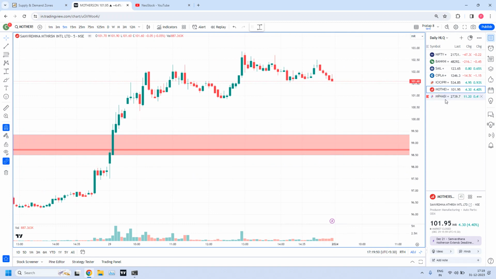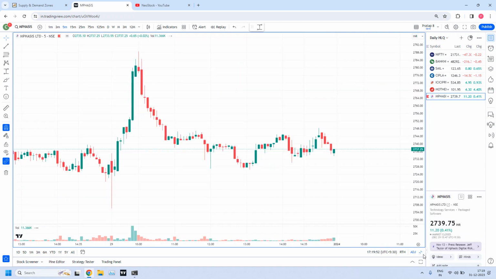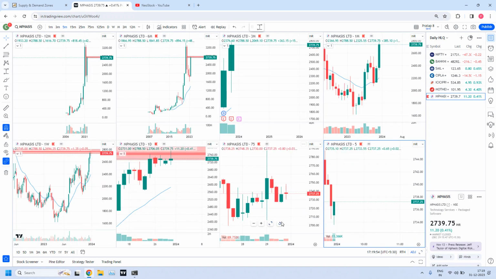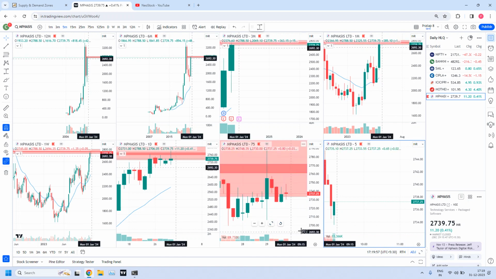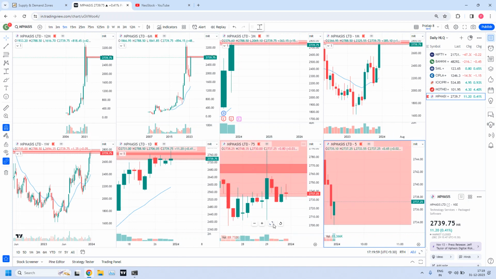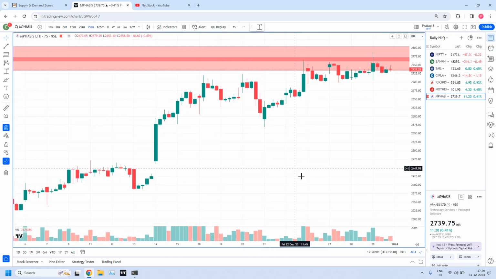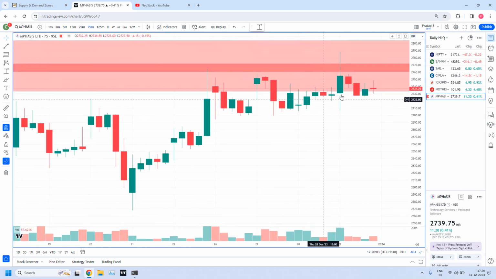And the last stock is Emphasis. Emphasis, we can't take the trade. The reason is, this is also a 75-minute supply zone. Let me show you. Today, this zone is violated. You know the reason why this is a valid zone. The reason why it is violated is previously it has given a trade here. Look into this. It is already a tested zone. And the second time it is violated.